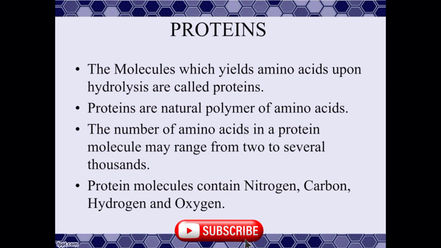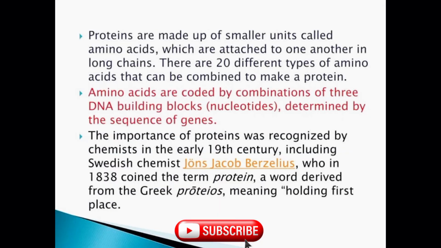Protein molecules contain nitrogen, carbon, hydrogen, and oxygen, and some proteins also contain sulfur. Proteins are made up of smaller units called amino acids which are attached to one another in a long chain. There are 20 different types of amino acids that can be combined to make a protein. Amino acids are coded by a combination of 3 DNA building blocks, that is nucleotides, determined by the sequence of the gene.